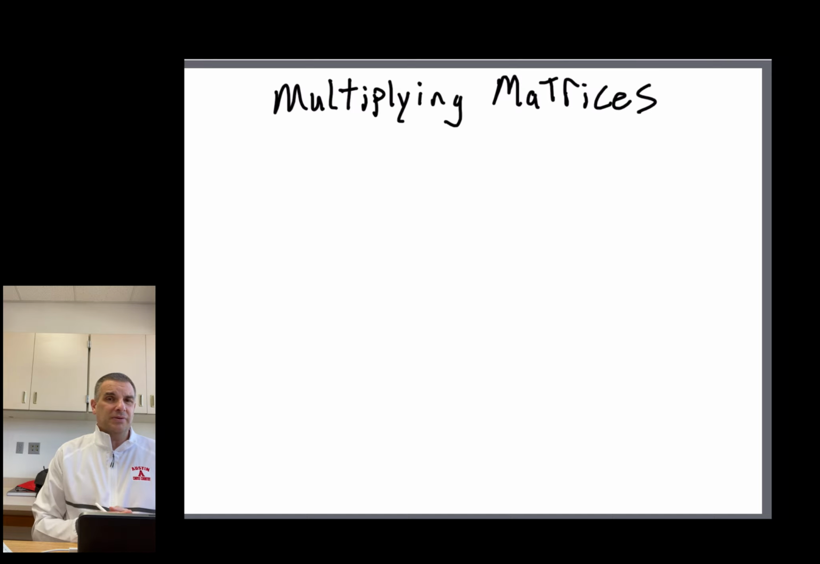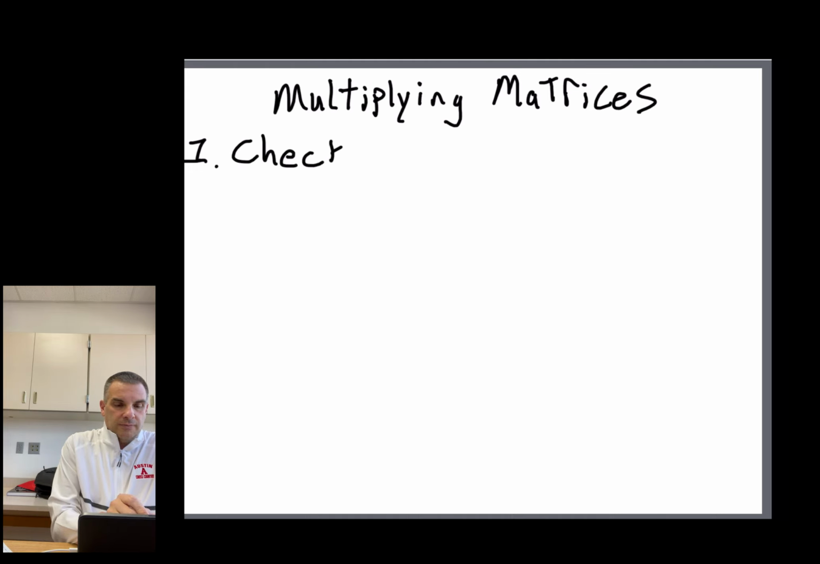the first thing we need to do is see if we can multiply them. We have to see if we can multiply them. So the first step when we're multiplying matrices is to check to make sure that we can actually do it. And there are rules for this. We need to check to see if those matrices can in fact be multiplied together.